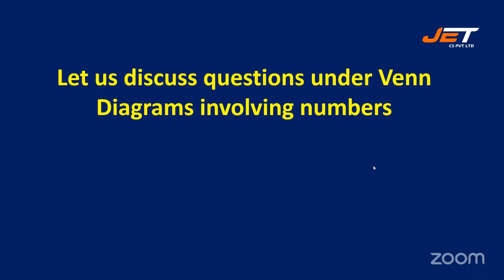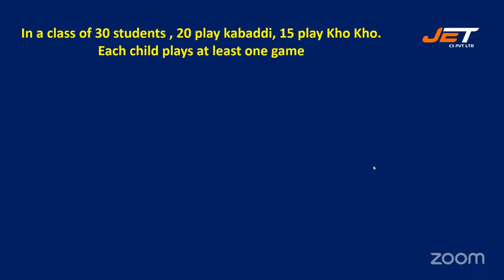All right, now let's move on to the Venn diagram involving numbers. So here comes the first sum. In a class of 30 students, 20 play kabaddi, 15 play kho. Each child plays at least one game. So what does it mean? There are 30 students, each student plays at least one game, right? But there could be students who play both the games also, right? So in that, 20 play kabaddi, 15 play kho.